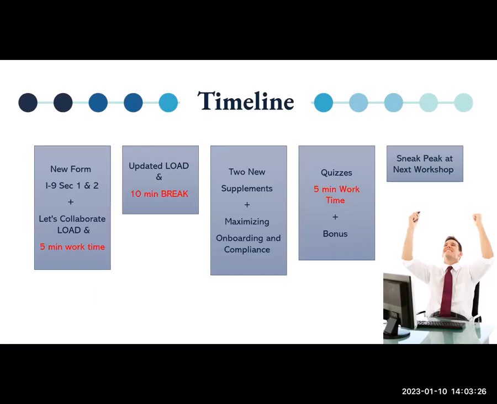We're going to look at the updated list of acceptable documents, and now you're going to have a 10-minute break. So that's your time to get up, go to the bathroom, have water, whatever it is, that's yours. Then we're going to come back to me. We're going to take a look at the 2 new supplements, and then we're going to go into maximizing the onboarding and compliance process.